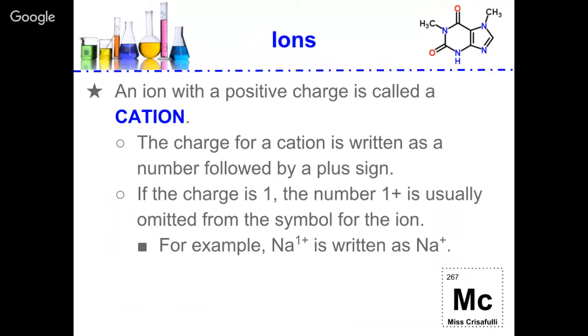The charge for the cation is written as a number followed by a plus sign. And if the charge is 1, we don't normally write it. So it'll be just Na+, and we know that that means it's +1.